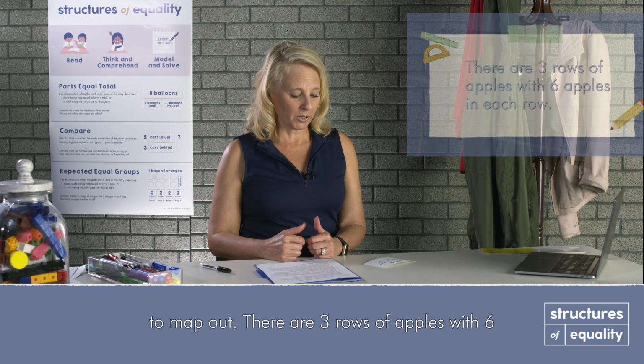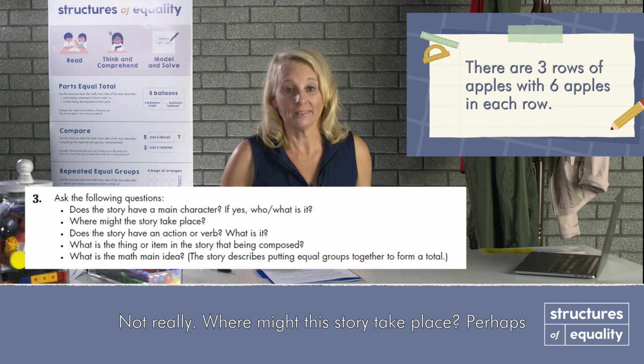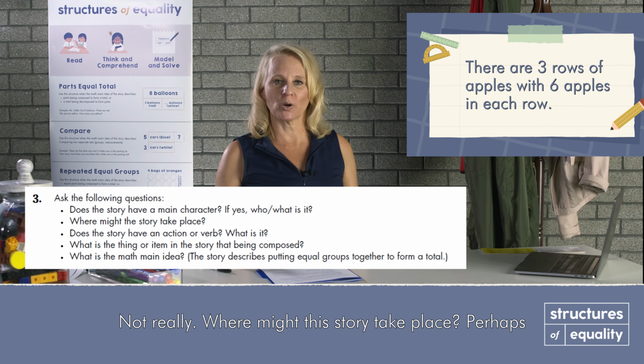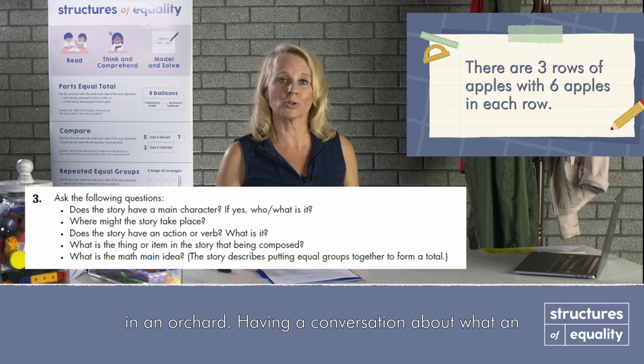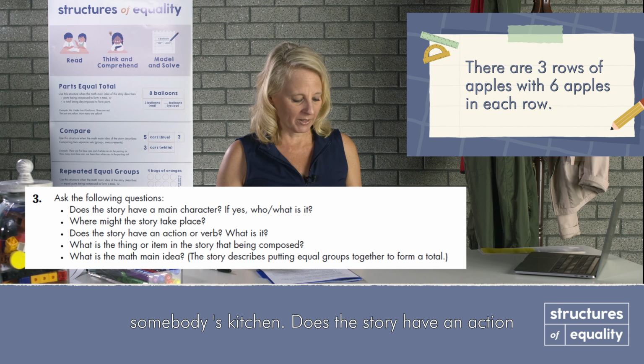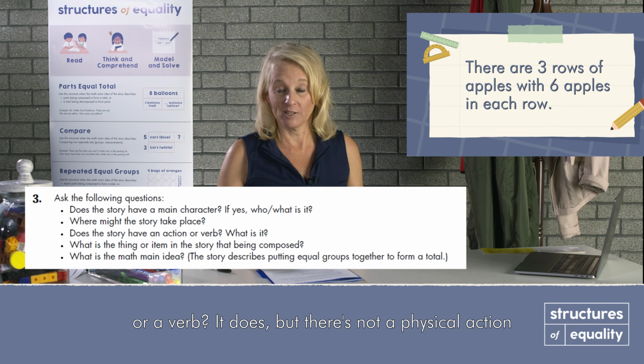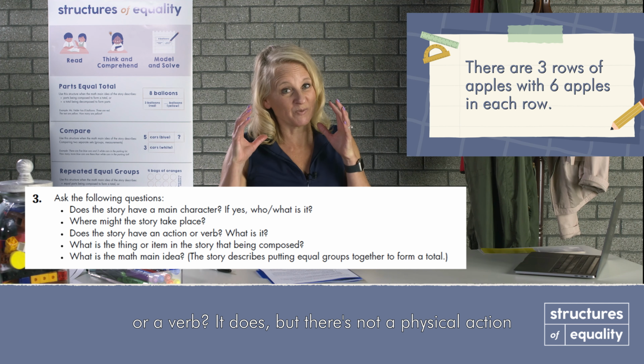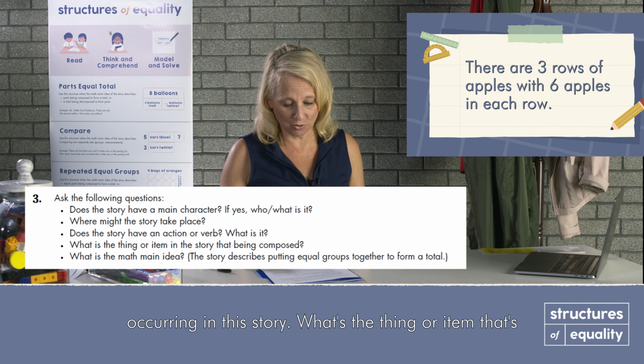So I would start with, does the story have a main character? Not really. Where might this story take place? Perhaps in an orchard. Having a conversation about what an orchard is might be necessary. Maybe in the kitchen, somebody's kitchen. Does the story have an action or a verb? It does, but there's not a physical action occurring in this story.